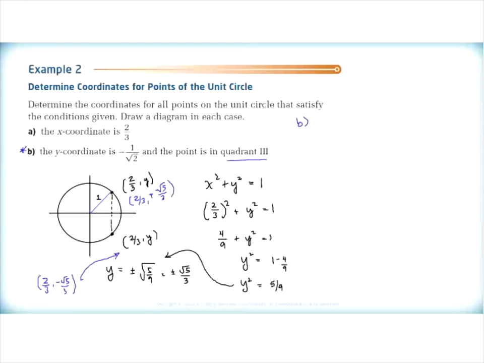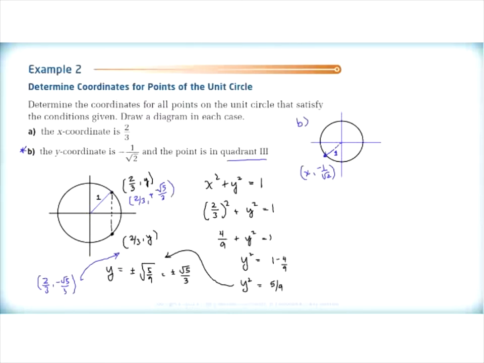So let's draw a diagram, again, of the unit circle. Here it is. And we have a point in quadrant 3, and the y-coordinate of the point is negative 1 over root 2 in quadrant 3. We're looking for now the x-coordinate of that point. Again, because it's a unit circle, the radius is 1.